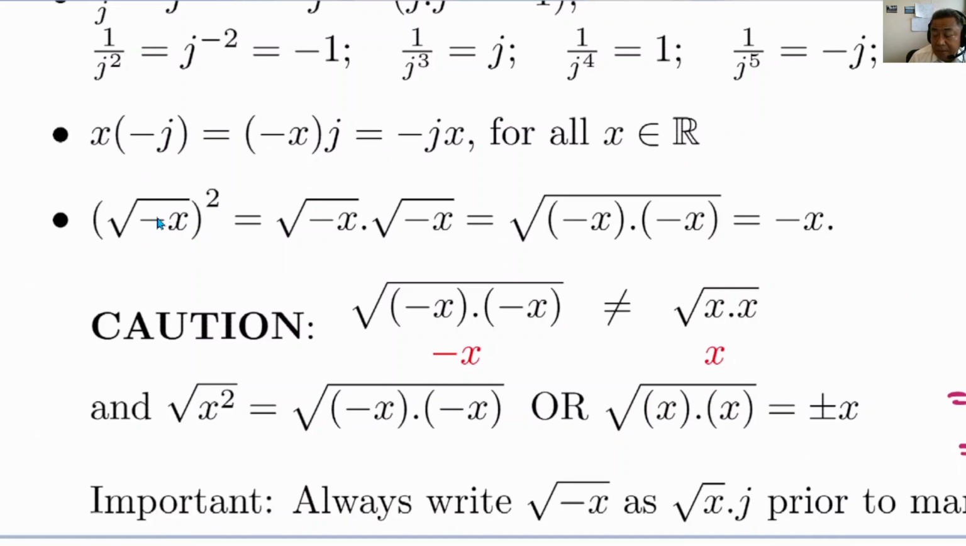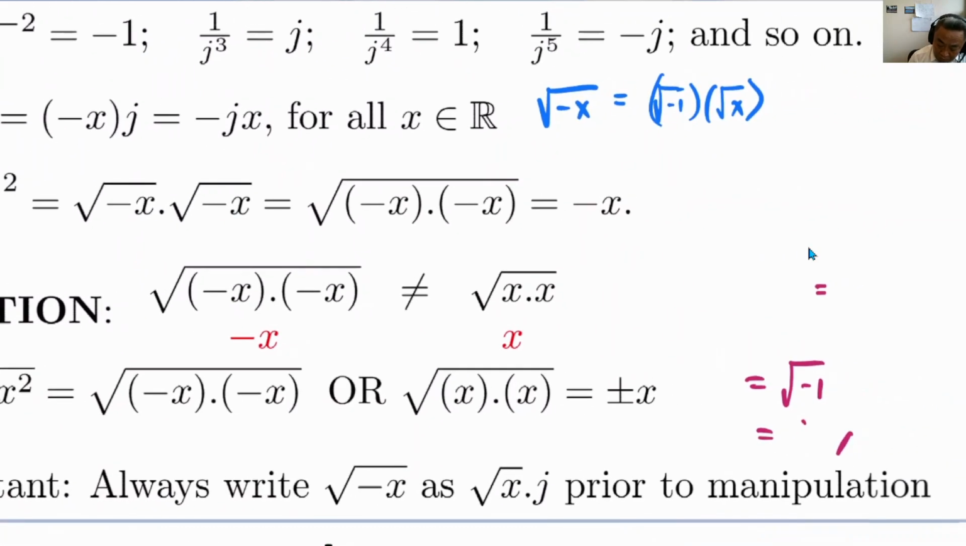The square root of minus x, squared, is basically the square root of minus x times the square root of minus x. Because you have a square root and you power it twice, you will end up with minus x. That's the idea. To prove it, we are going to do it this way. The square root of minus x is equal to the square root of minus 1 times the square root of x.